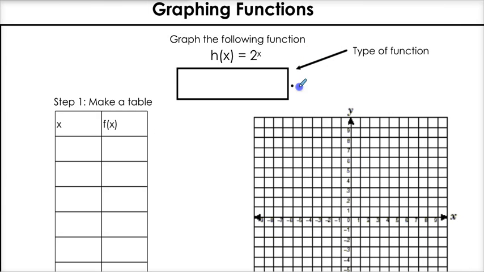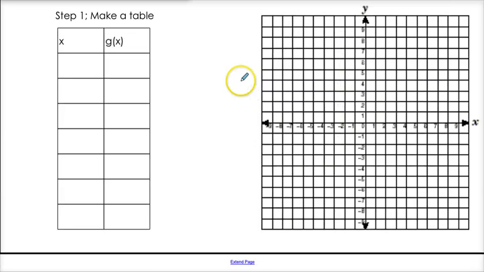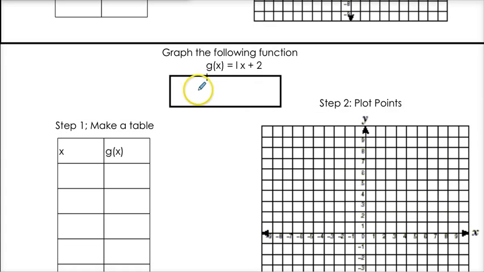This is called an exponential. Oh wait, I put that in the wrong spot. Maybe. This is an exponential function. All right, and I want you to explain how that looks. And then finally we have this guy. This is called an absolute value function.